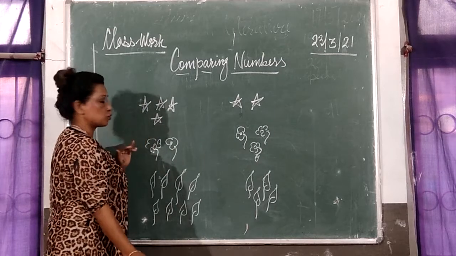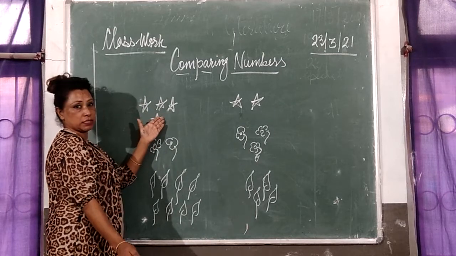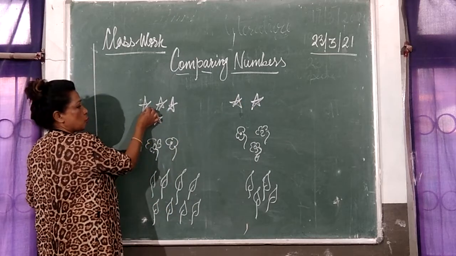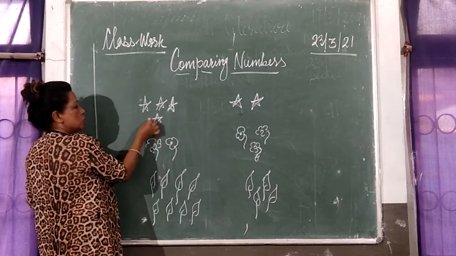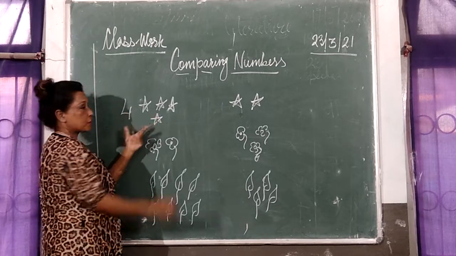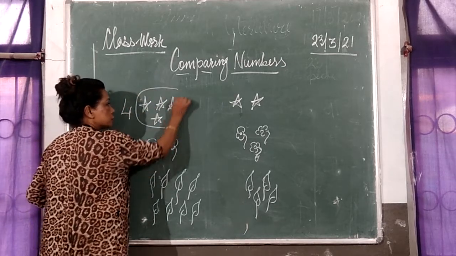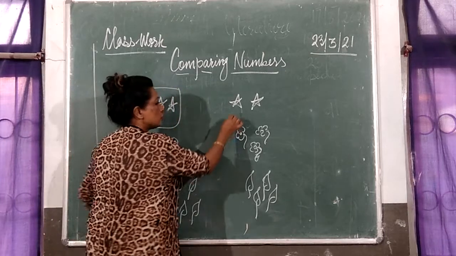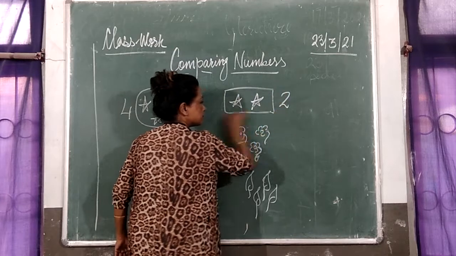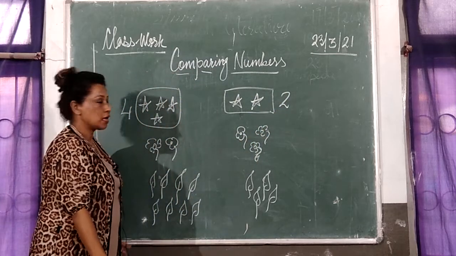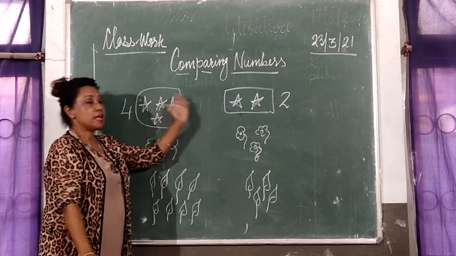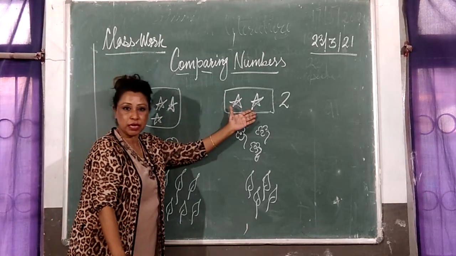First, I'm going to count the number of stars in this group and the number of stars in the other group. So let's start counting. 1, 2, 3, 4. So how many stars are there? There are 4 stars in this group. And in this group, 1, 2, there are 2 stars. Alright? So there are 4 stars here, there are 2 stars here.